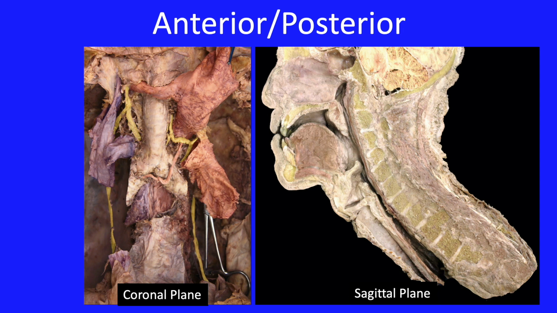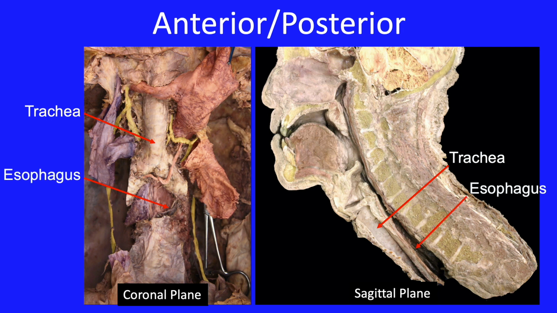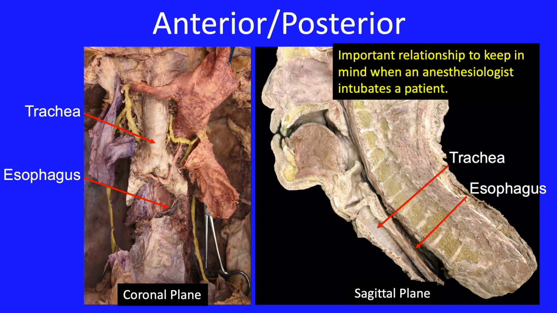On the left panel, we show a dissection of the neck in the coronal plane. On the right side, we show the dissection of the neck in the sagittal plane. Let's label the trachea in both and the esophagus in both. Note that the trachea is anterior to the esophagus. Why would not knowing this fact be a life or death mistake? Think of an anesthesiologist who must intubate the trachea for the patient to live. If they intubate the esophagus, no amount of air will resuscitate the patient.